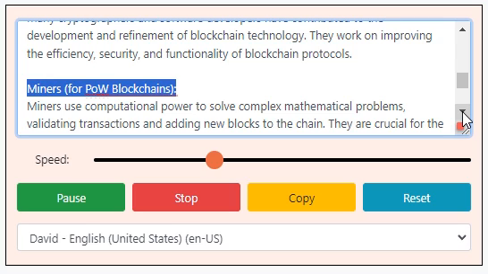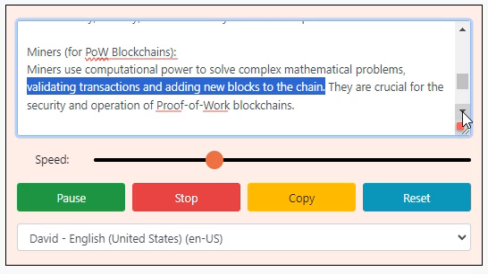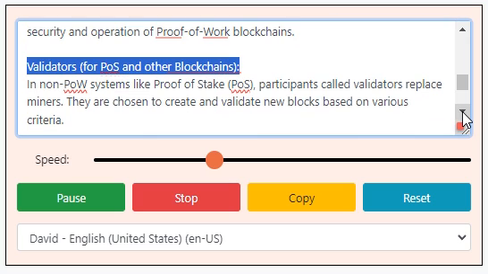Miners, for POW blockchains. Miners use computational power to solve complex mathematical problems, validating transactions and adding new blocks to the chain. They are crucial for the security and operation of proof-of-work blockchains. Validators, for POS and other blockchains.